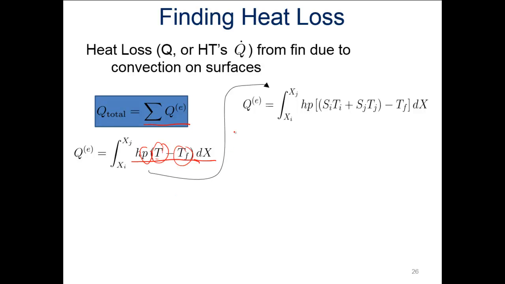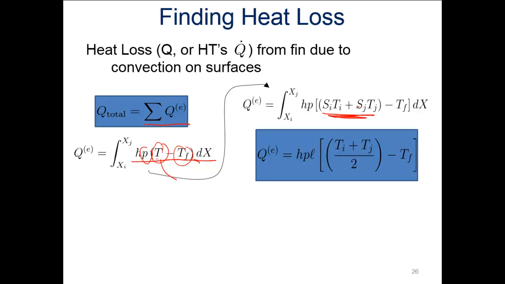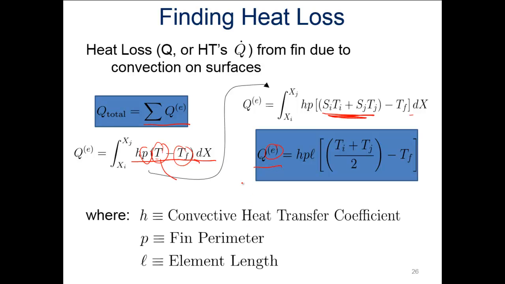All right, so substituting in for the temperature equation, we substitute in the shape function form of our temperature. Then you can integrate those shape functions with respect to x, and you come up with this form of our equation to determine the total heat loss from one element. So not the whole fin, but just one particular element. Again, H is the convective heat transfer coefficient, P is the fin perimeter, and L is the element length.